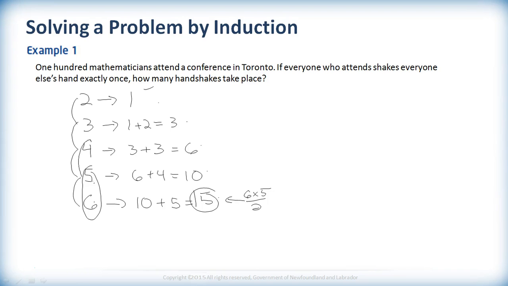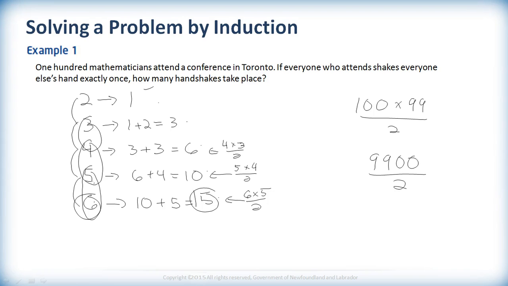Maybe that'll work for some others. Let's try it. If we take 5 times 4 and divide that by 2, hey, we get 10. And if we take 4 times 3 and divide by 2, we'd get 6. So it looks like we just take the number that we have, multiply by the previous number and divide by 2. So for 100 people, we'd multiply by 99 and divide by 2. So it'd be 9,900 divided by 2, which is 4,500 plus 450, which is 4,950. So there'd be 4,950 handshakes for 100 people. It's a lot of handshaking.